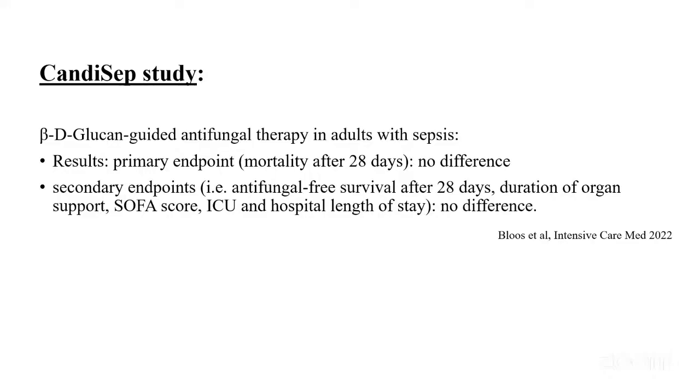Results: the primary endpoint, mortality after 28 days, showed no difference. Secondary endpoints were antifungal-free survival after 28 days, duration of organ support, SOFA score, and ICU and hospital length of stay. There was no difference in the two groups. In the first group, patients with severe sepsis and septic shock started antifungal therapy as per beta-D-glucan, and in the second group, beta-D-glucan level was more than 80 but they didn't start antifungal therapy.